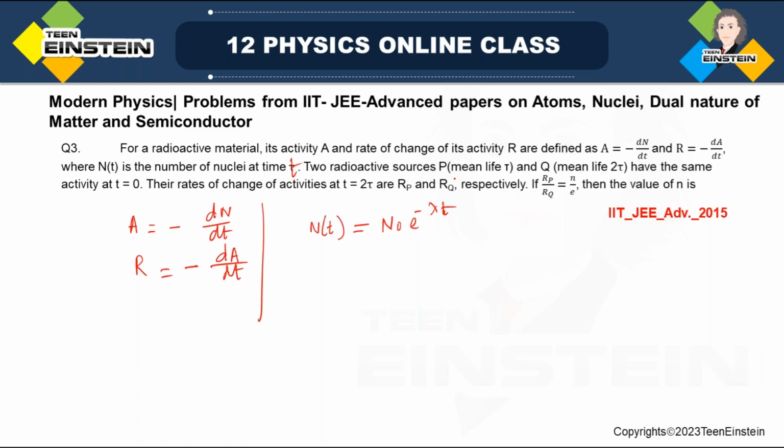Okay, so there are two radioactive sources, one is P, another one is Q. Their mean lifetimes are given as tau and 2 tau. They have the same activity at t is equal to 0. The rate of change of activity at t is equal to 2 tau are Rp and Rq respectively. Then the ratio Rp by Rq is given as n by e. Then what is the value of n? So it is a very nice question.